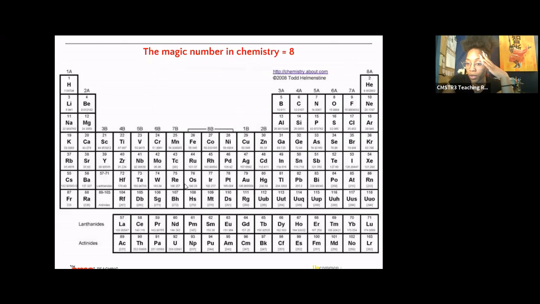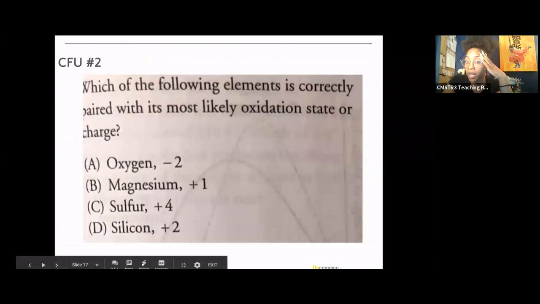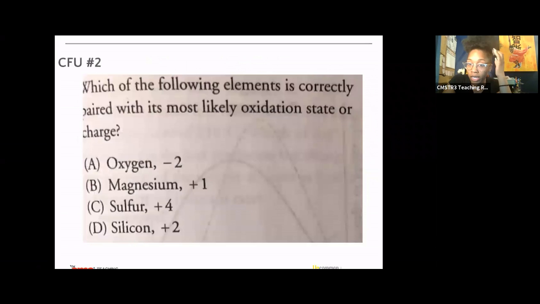Okay. Quick question. Which of the following elements is correctly paired with its most likely oxidation state? To do this one, you would technically need to look at a periodic table. So I'm going to flip back to the previous screen in just a second. I'm going to have you look at the choices. It says, does oxygen have a -2? Is magnesium a +1? Is sulfur a +4? And silicon a +2? So it's asking you to look at those 4, oxygen, magnesium, sulfur, and silicon, and determine what their oxidation charge is.